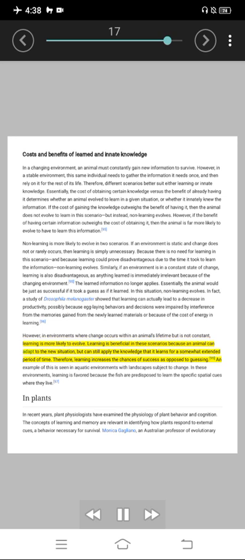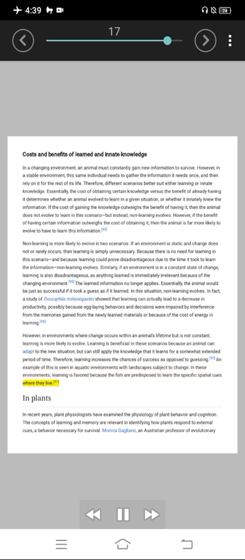Learning is beneficial in these scenarios because an animal can adapt to the new situation, but can still apply the knowledge that it learns for a somewhat extended period of time. Therefore, learning increases the chances of success as opposed to guessing. An example of this is seen in aquatic environments with landscapes subject to change. In these environments, learning is favored because the fish are predisposed to learn the specific spatial cues where they live.